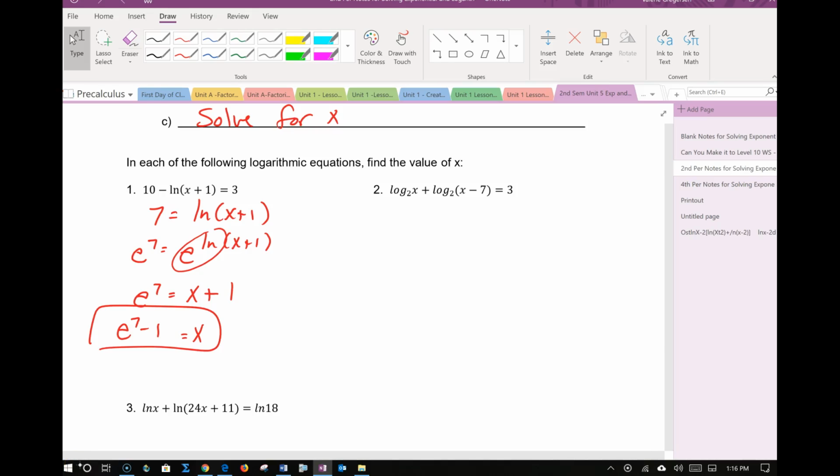All right, hello scholars. I wanted to make sure we did the video of this so that you're all on the same page and we're able to at least attempt the homework tonight. So these are the last two problems of solving for logarithms.